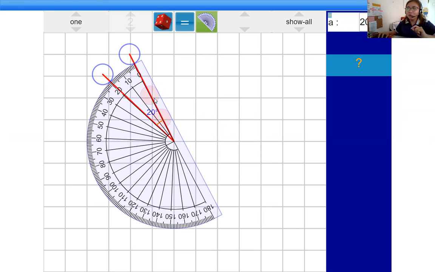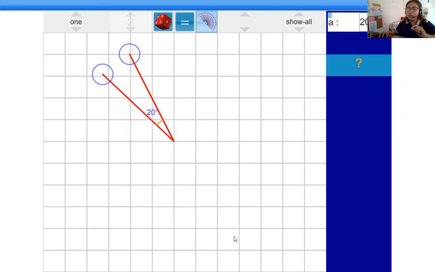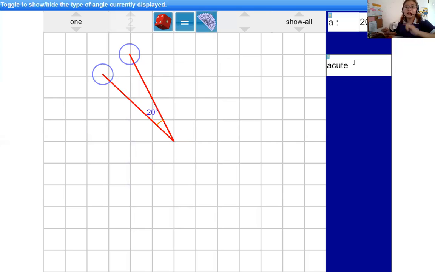And if we try to identify, using only the measurement, what kind of angle this is? Yes, you are correct. It is an acute angle. Remember, if the angle is more than 0 degrees but less than 90 degrees, it's always an acute angle.